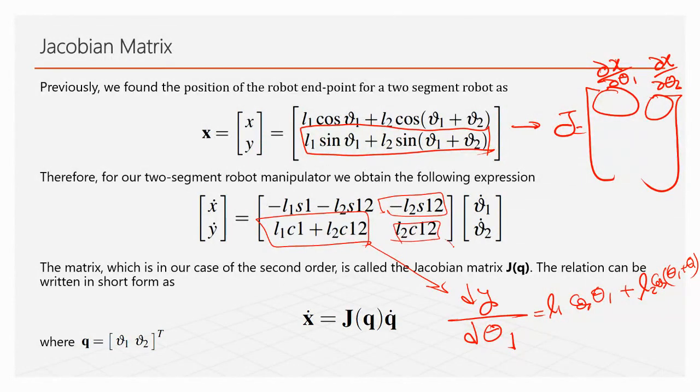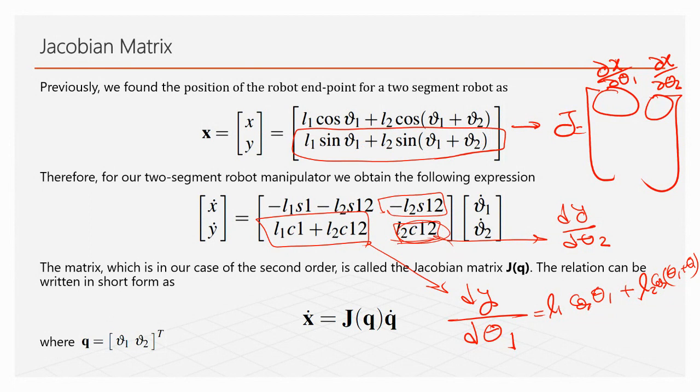And the last one is dy/dθ2. This one, again, sorry, the derivative versus theta 2. The derivative of sine of theta 1 versus theta 2 becomes 0 because it's a constant. Theta 1 and theta 2 we are assuming are independent, meaning the derivative of one of them versus the other one is 0. No change. No relationship between theta 1 and theta 2. But here you have L2 sine of theta 1 plus theta 2, so it will be L2 cosine of theta 1 plus theta 2. That's what we have.